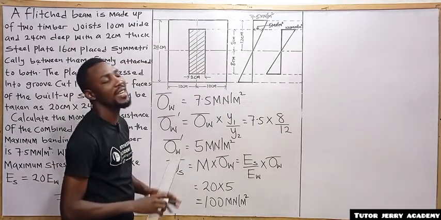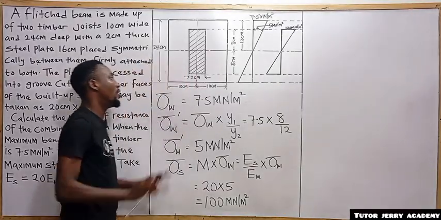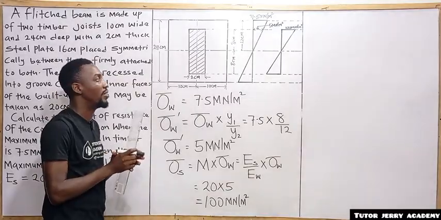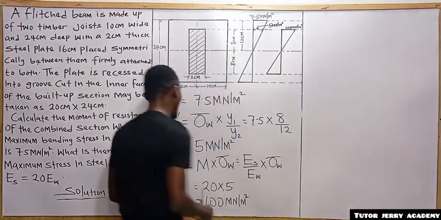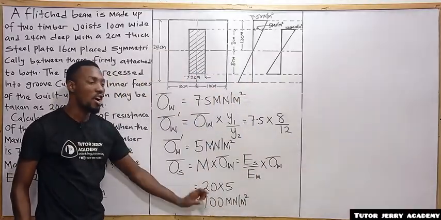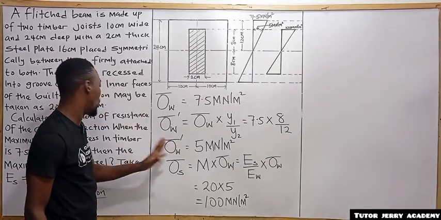All right, so now the next thing we are going to calculate is the total moment of resistance of the section. Of course, the question says we should find the maximum stress in the steel. So the maximum stress in the steel is 100 meganewton per meter square. So we are done with that.